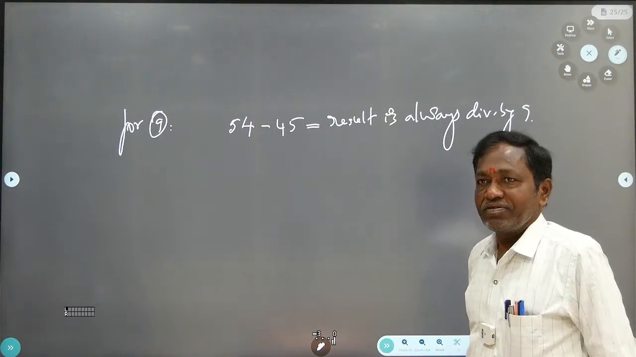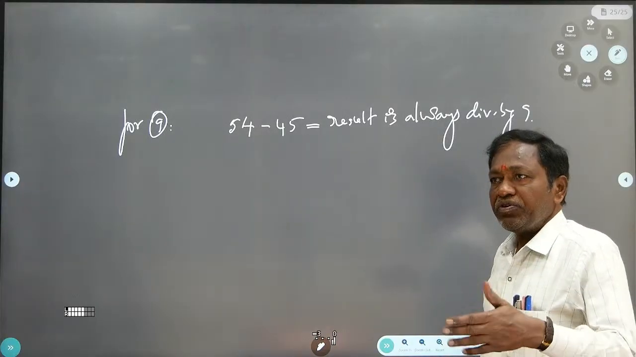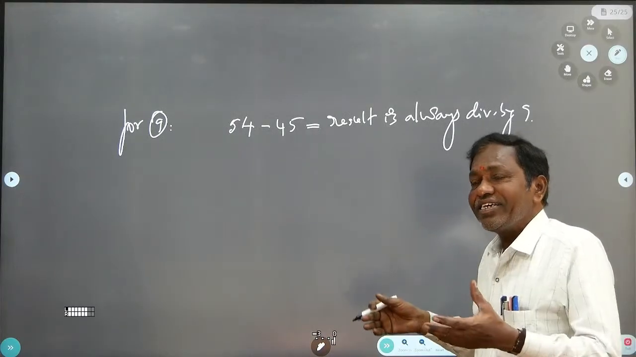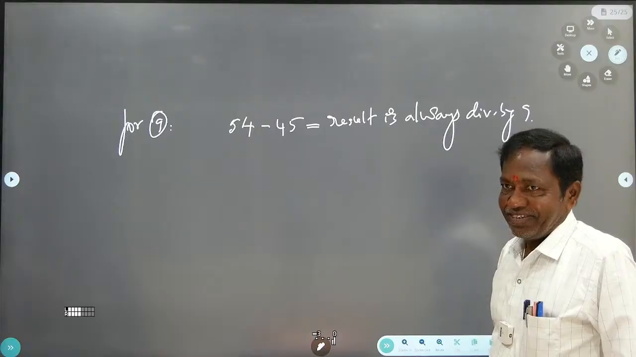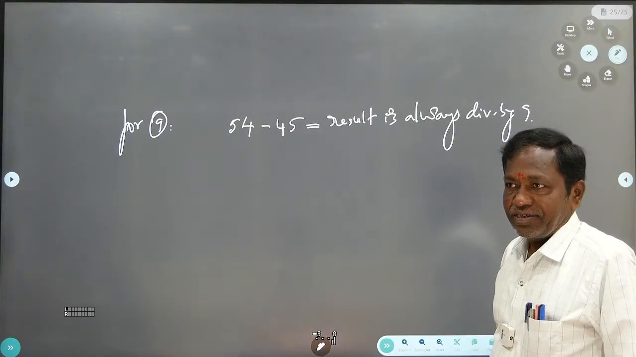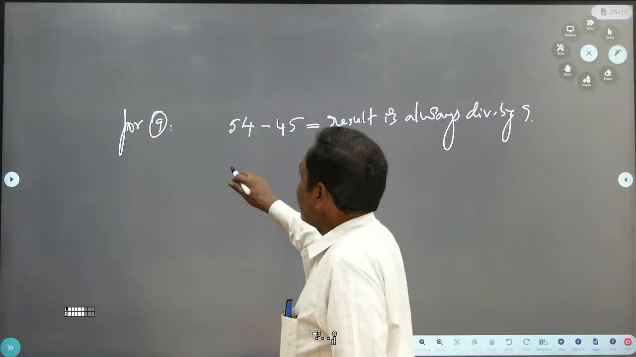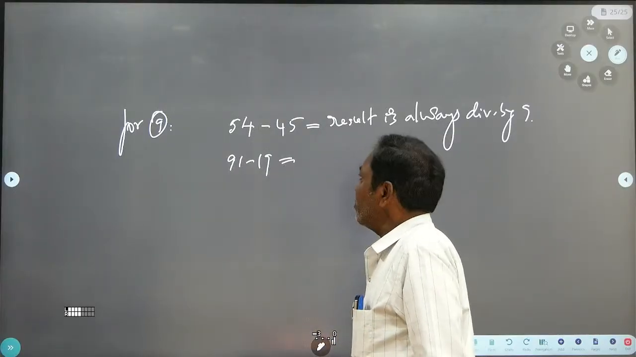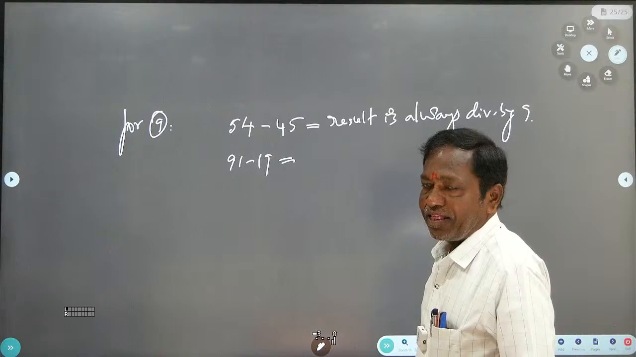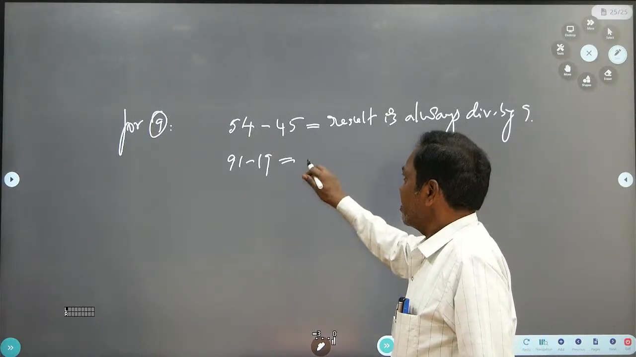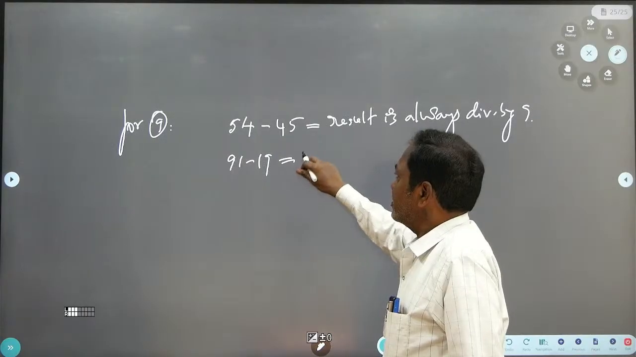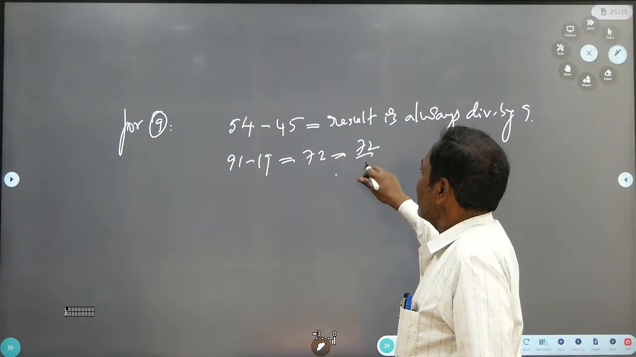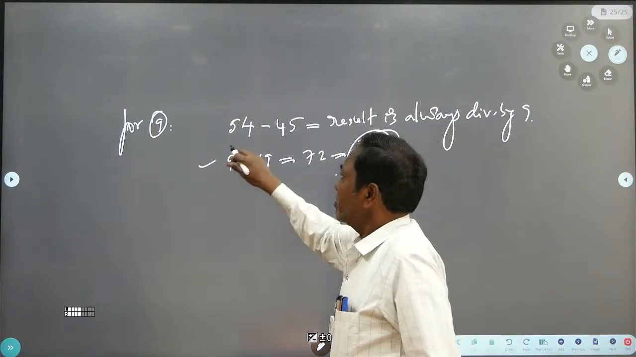This is called uniqueness something. This is possible only for 2-digit numbers, because these are the areas where you would see the questions. Say for example, let us take another example: 91 minus 19. What is the result? 91 minus 19 is 72. It is divisible by 9.